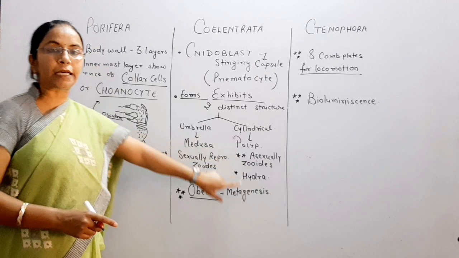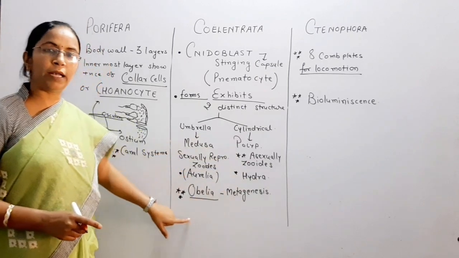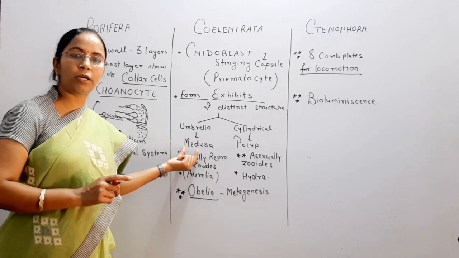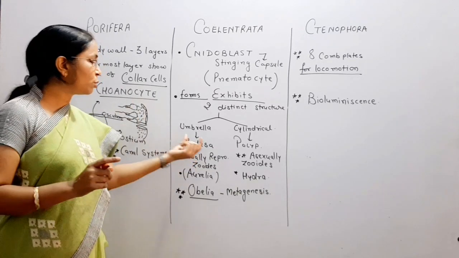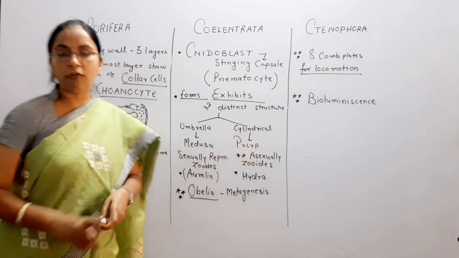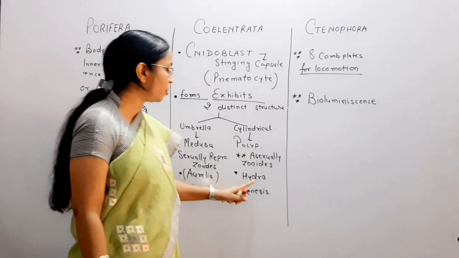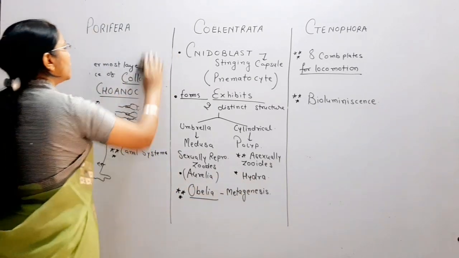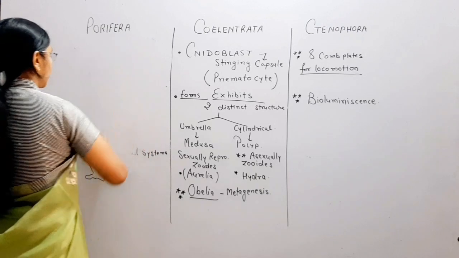Secondly, for coelenterate metagenesis, you remember it is present in Obelia. The umbrella-shaped sexually reproducing life forms are called medusa. The permanent medusa form you have in Aurelia, and polyps are the cylindrical form. These cylindrical forms you commonly see in the case of Hydra. Some other examples are also present here.